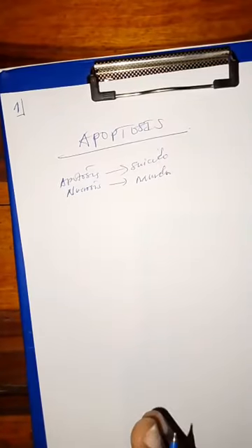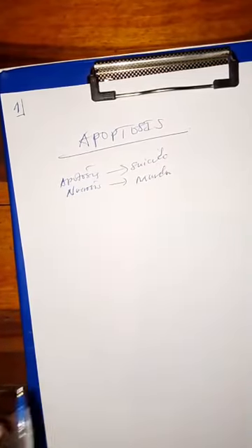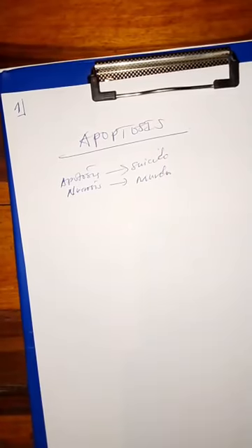For those who are joining late, let me write the definition for you. The simplest definition you can know about apoptosis is programmed cell death. If you need the drawing document, it will be sent again to the group.